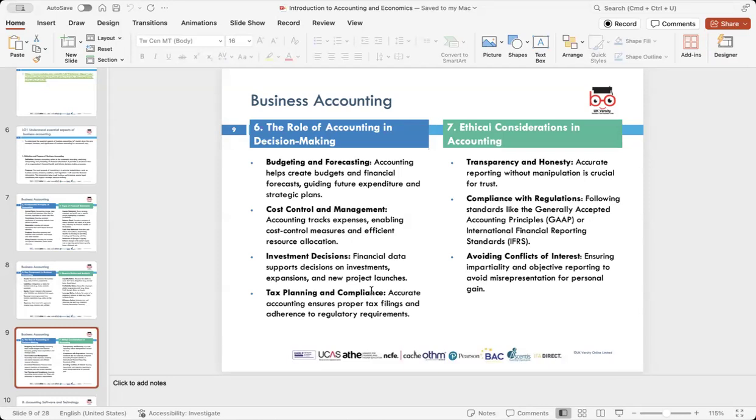Accountants must also avoid conflicts of interest by maintaining objectivity. Financial reports should never be altered to benefit personal interest or mislead stakeholders.